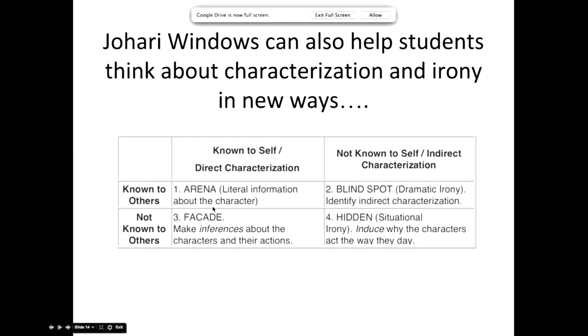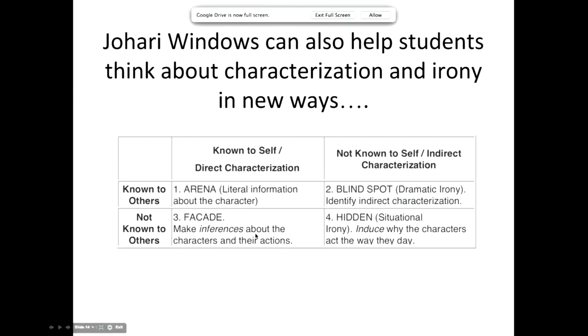We can start with Area 1. This is literal information given through direct characterization about the character. What does he say? What does he do? What does she look like? Those kinds of things. Next up is the blind spot. This is where dramatic irony can come into play. And we look at indirect characterization. How does this character interact with others? How do they respond to him or to her? The facade. Here we make inferences about characters and their actions.